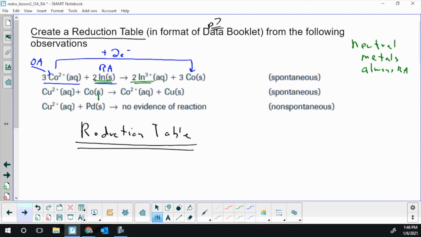Aha, there's another neutral metal. I know that's an RA. Pd solid, that's a neutral metal. That has to be an RA. There's no exception. So this trend can really speed things up.